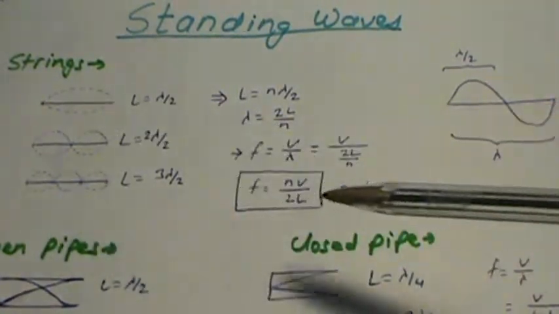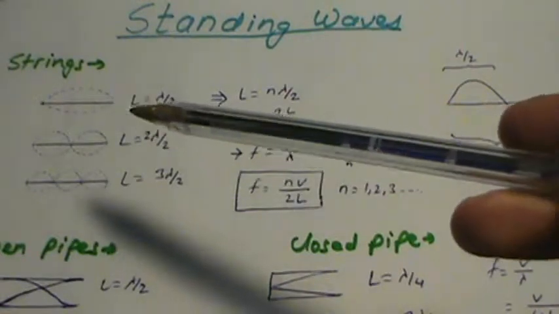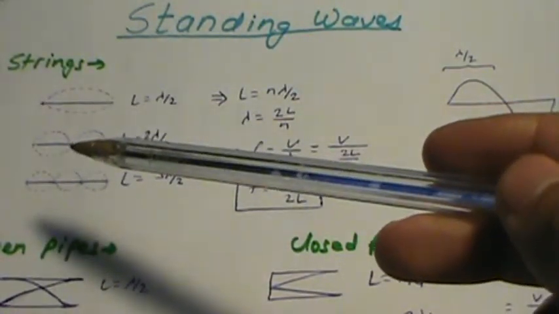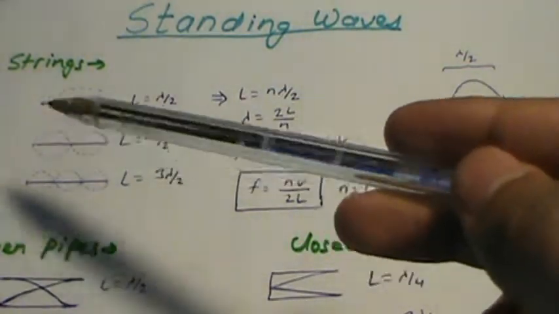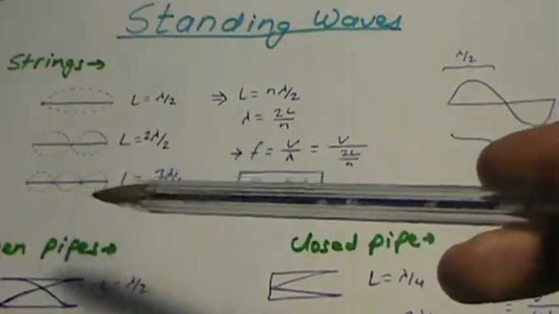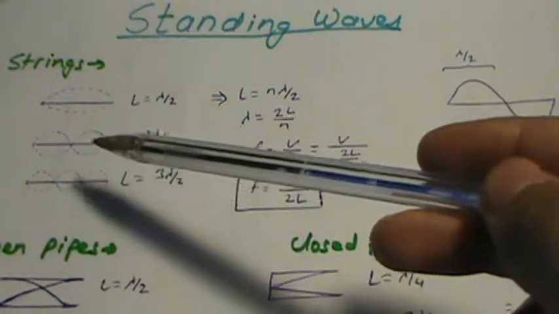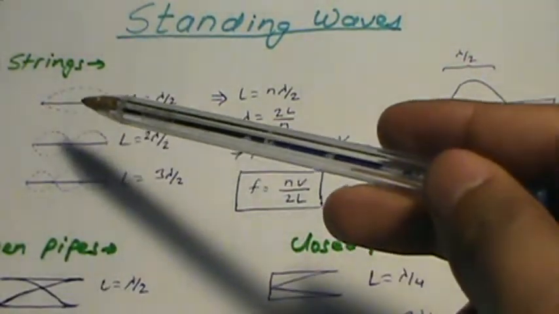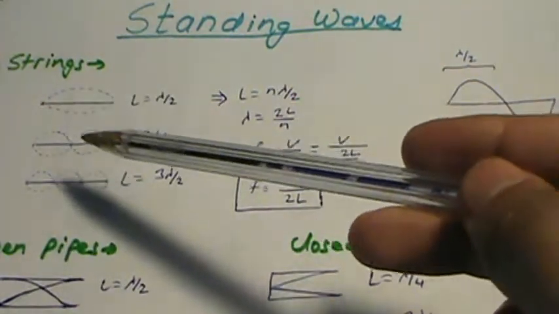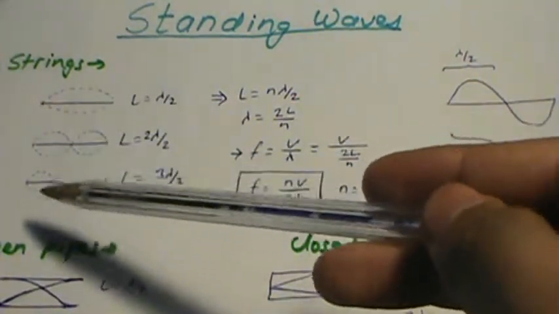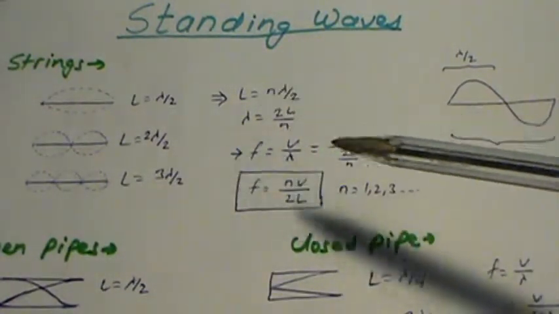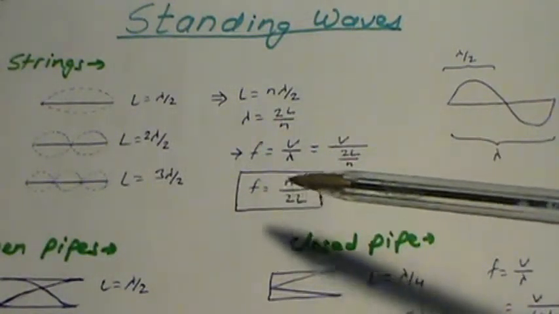And let me introduce you guys to some vocabulary. The points in the string that never move, like this point, this never goes up and down, this and this, they are called nodes. And the points, like the point right here that moves the maximum distance, the point right here that moves the maximum distance, these points are called antinodes. And this number n is called the harmonic of the wave.